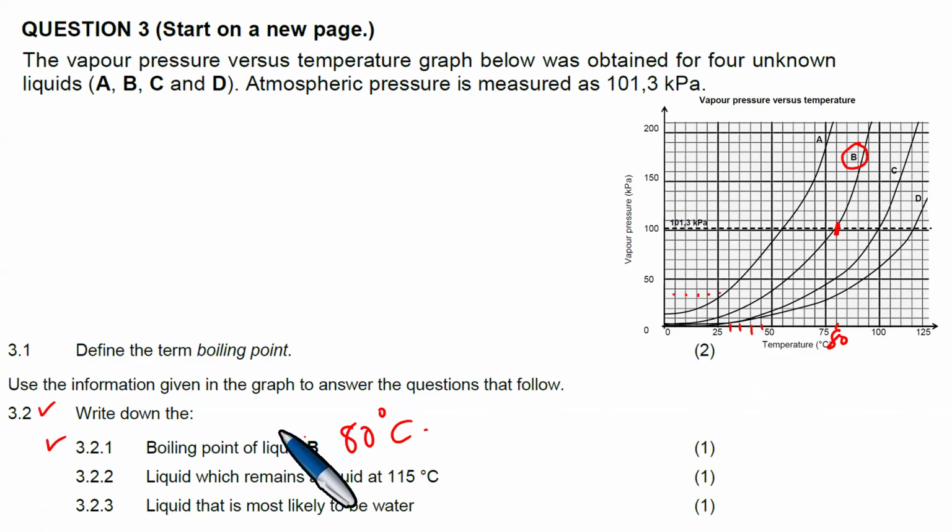Next question. Make sure you understand how to read the vapor pressure graph because it's going to be there in your exam. Okay, next question.